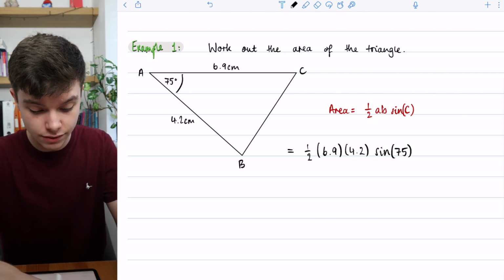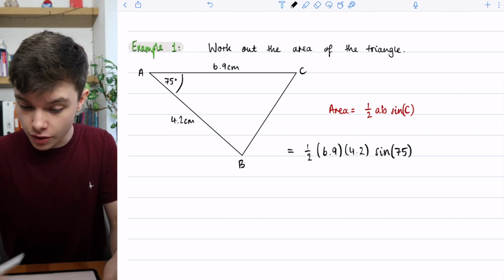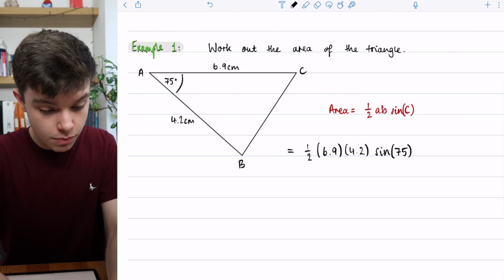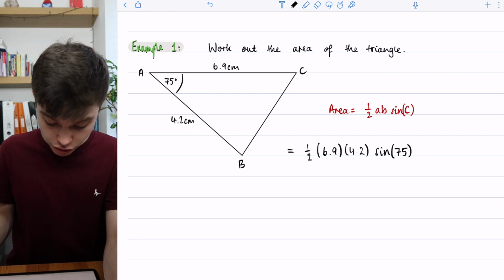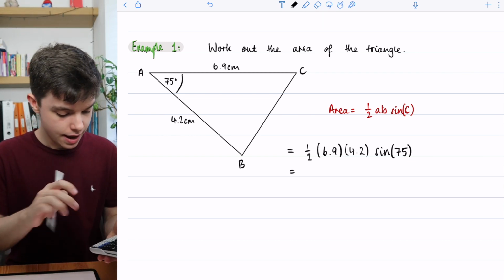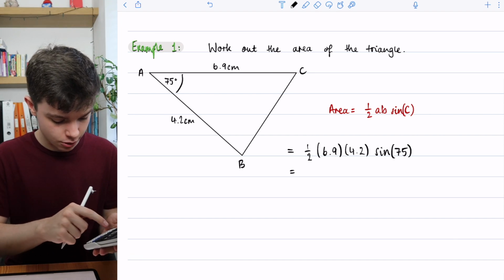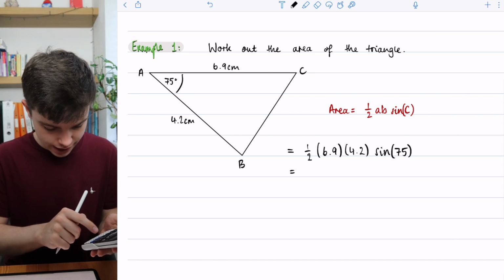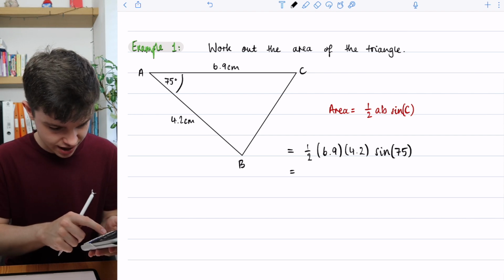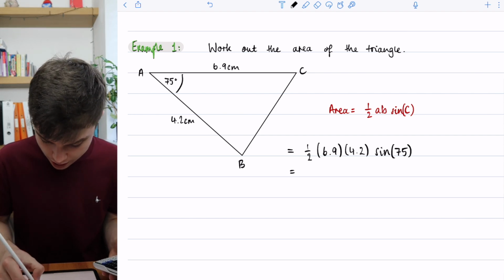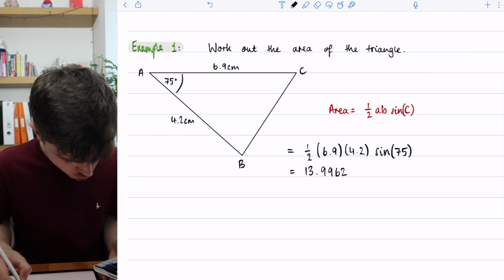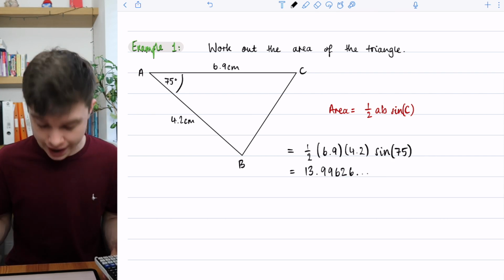Now, I'm going to take this from the book, because that's where I got the example from. Let me have a look. So pretty simple. When we do that to three significant figures, this is what you get. Let me just see if I put this into my calculator though. What do I actually get straight off the screen? I get 13.99626, and that carries on.